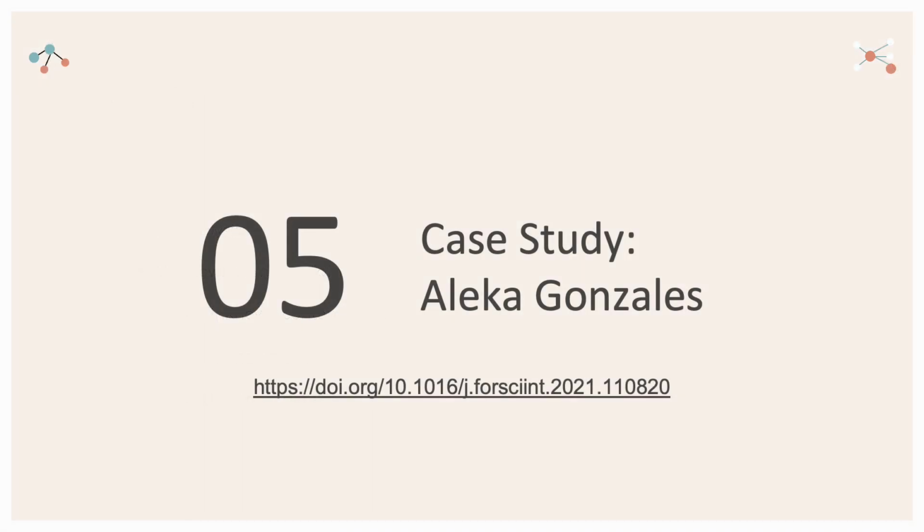Finally, we have the case study. So the link is at the very bottom of the slides underneath the title. To give some context, the deceased, Aleka Gonzalez, was found dead in North Vancouver, British Columbia. She was last seen with her babysitter, Henry Thomas, before her death. The initial investigation into her death showed that she had bruises on her body, which led investigators to believe that blunt force trauma was the cause of death.